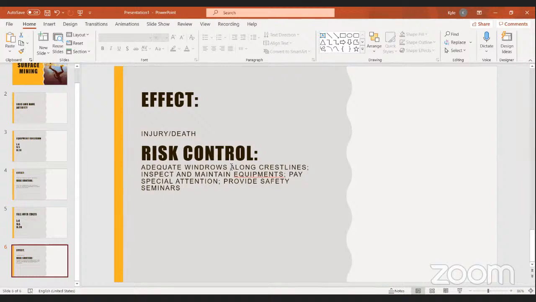So what risk control can be done? It's adequate windrows along crest lines, and then we also need to maintain and inspect the equipment so they are still within safety standards, and then pay special attention, provide safety seminars. These two are more focused on the people, that they should be alert at work and well educated about what can happen.